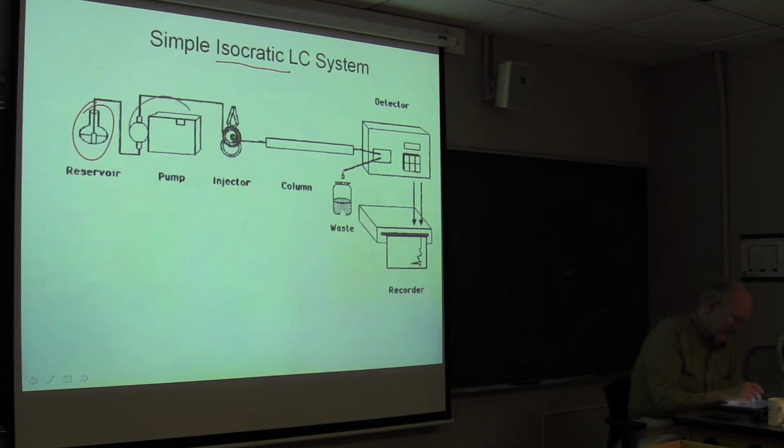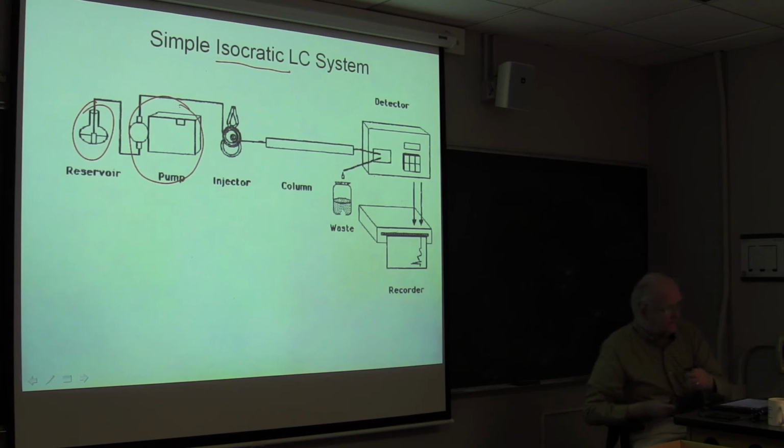We have a pump. You don't need a pump in GC. The carrier gas is under pressure, and that pressure just drives the gas through the column. We already know that the pressure drops in LC are vastly higher than in GC because liquids have much higher viscosities, and the particles that we need to put in the column are much smaller than in GC because mass transfer in liquids is so much slower than in gases that we need to compensate for that by using smaller particles.